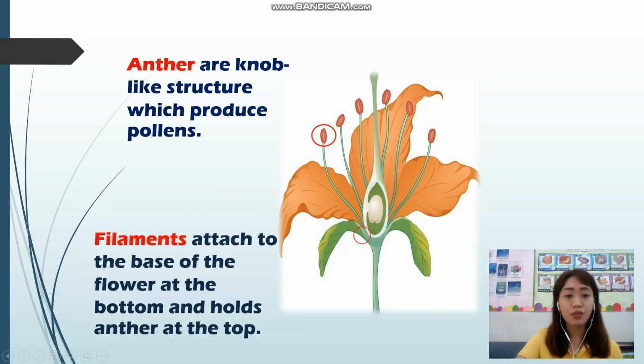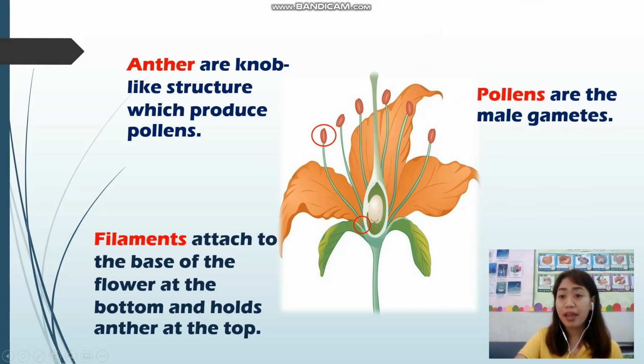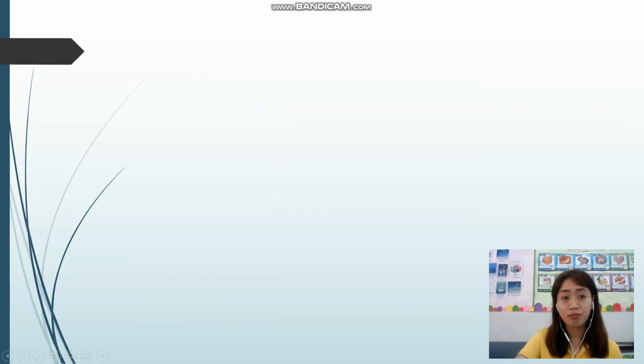Filaments attach to the base of the flower at the bottom and hold the anther at the top. Pollens are male gametes.